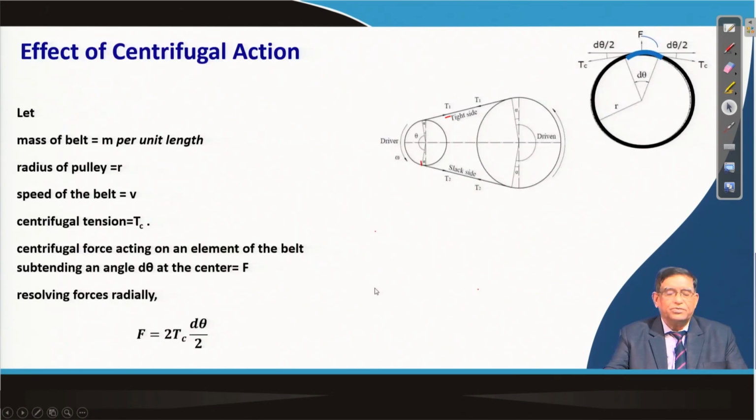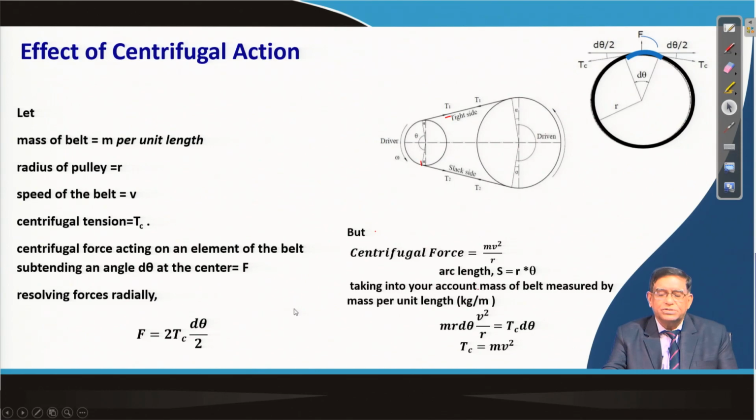Now the second question comes: there will be centrifugal action, because when the belt is rotating, you know there will be a centrifugal part to it. This depends on the mass per unit length of the belt. If the radius of the pulley is r, the speed at which the belt is moving is v, and we take the centrifugal tension as Tc, then you can calculate the force F. This force can be calculated as twice Tc into d theta by 2. This result we can get from the force resolution.